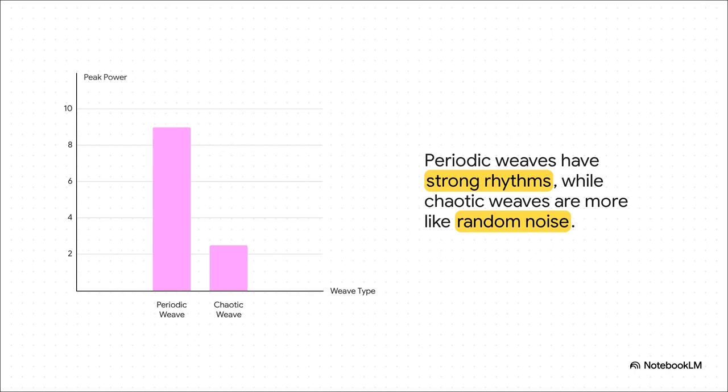And spectral analysis gives us a totally different angle. It's kind of like listening to the rhythm of the sequence. For a simple, repeating weave like the one on the left, you see those big spikes? That's a clear, steady beat. But for a chaotic weave, like the one on the right, the pattern is more like noise. There's no single rhythm, just a whole spread of frequencies all over the place.